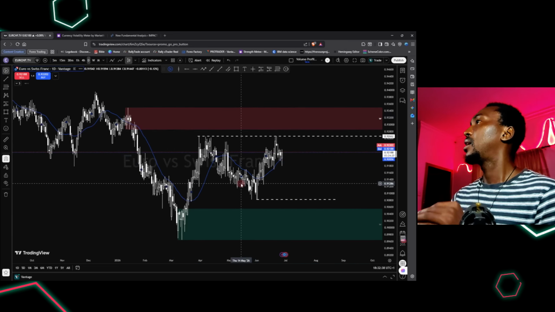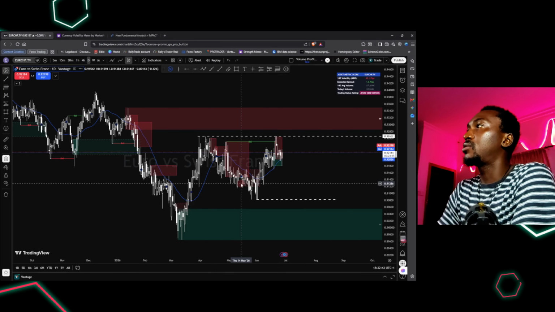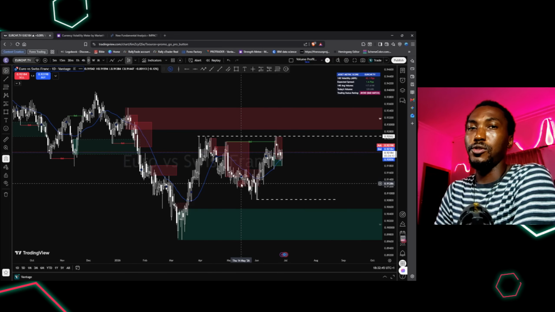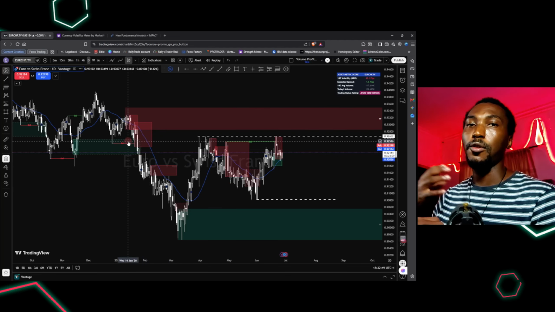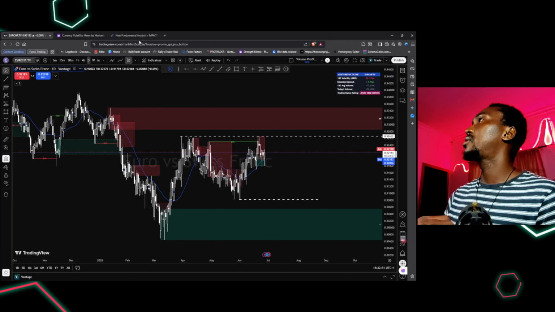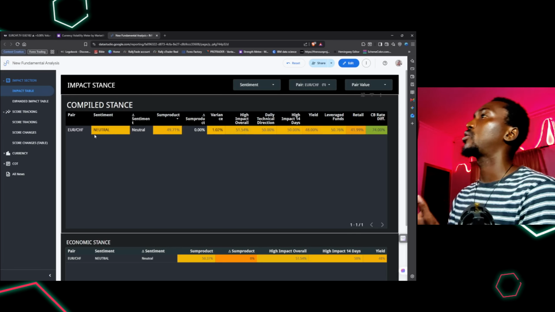Now, at this point, this is where I start to look at the fundamental aspect of the market. What is really happening right now when it comes to the euro against the Swiss franc on the fundamental grounds? What is happening when it comes to the economic data comparison? This is taking us straight to the fundamental analysis dashboard, where I already have the euro Swiss franc waiting for us.